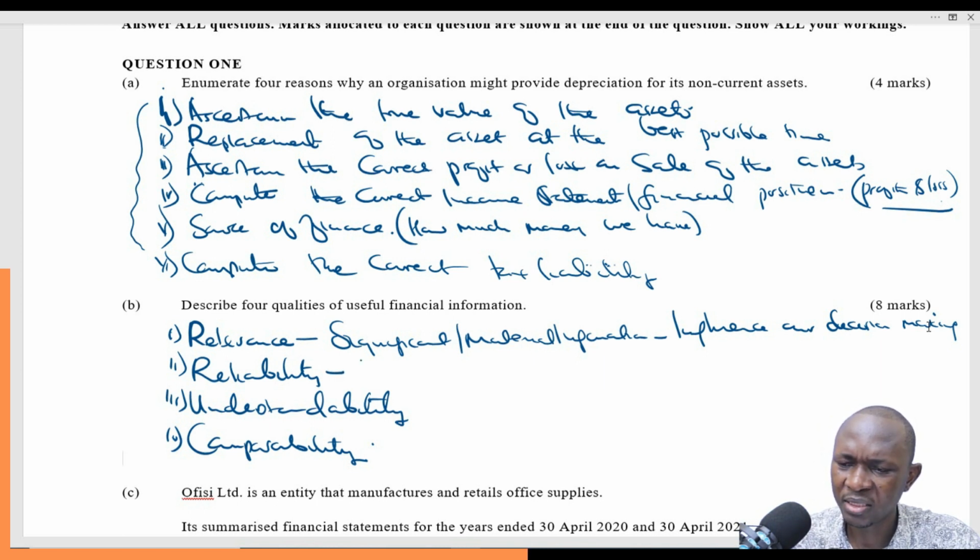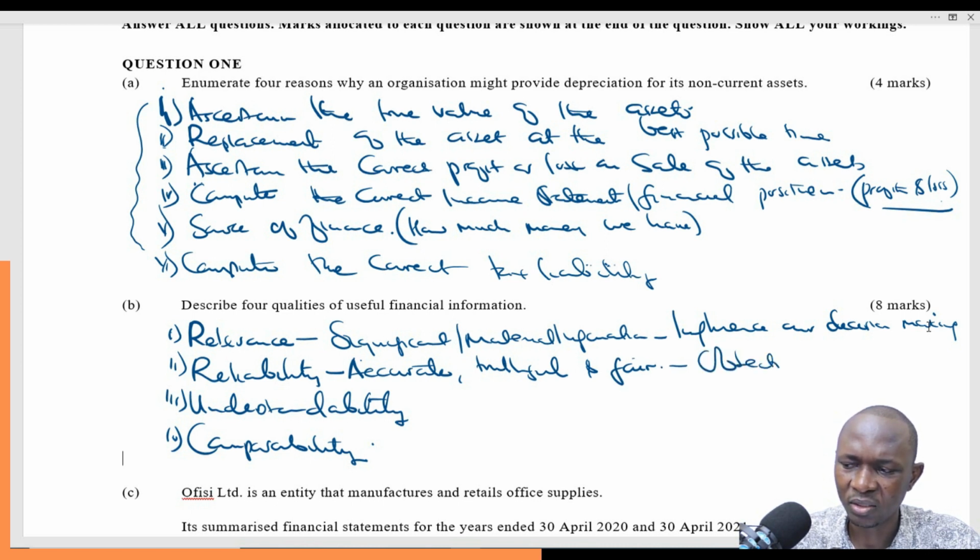Reliability. This information must be accurate. Accounting information must be accurate, must be truthful, and it must represent a fair state of affairs. This also calls for objectivity. So all these put together will lead to reliability, where somebody can depend on the information and say that it is true and it presents a true state of affairs of the organization.